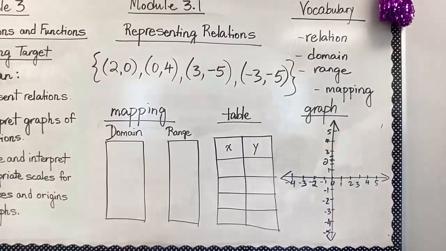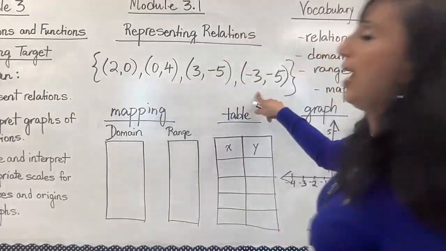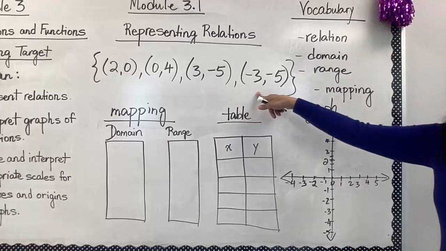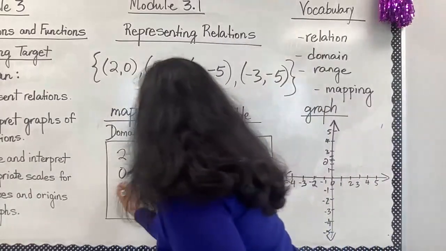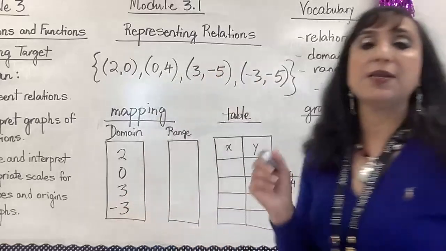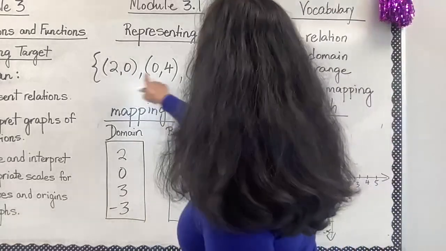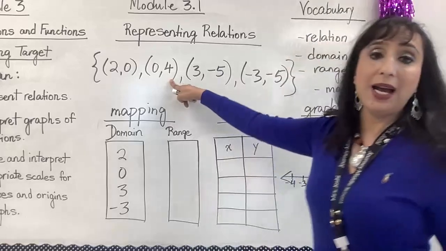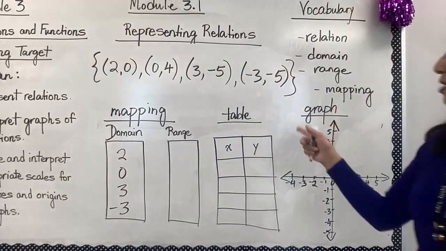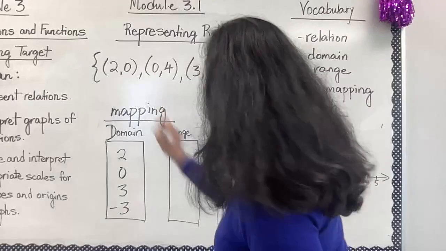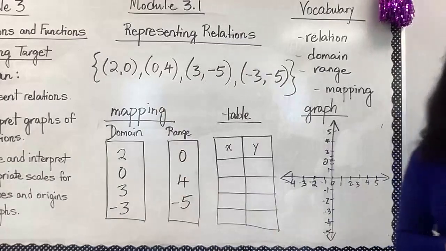So I have the domain, I have the range. So let's look at the domain. I have 2, 0, 3, and -3. So I'm going to put these values, 2, 0, 3, and -3, as my domain. And my range over here, I have 0, 4, and I have -5. 2 times over here, but I'm going to write it down 1 time. So I have 0, I have 4, and I have -5 as my range.